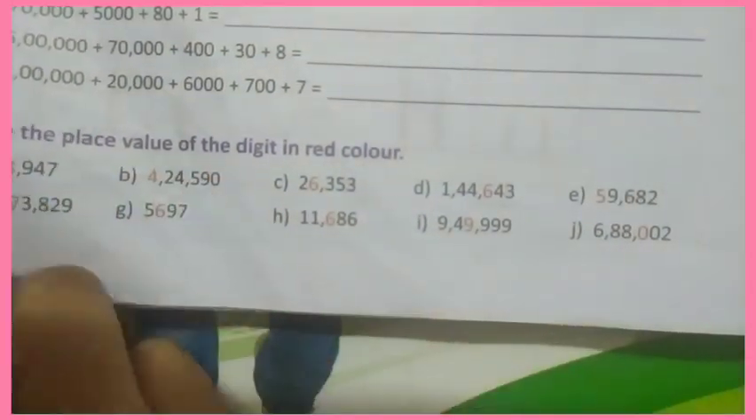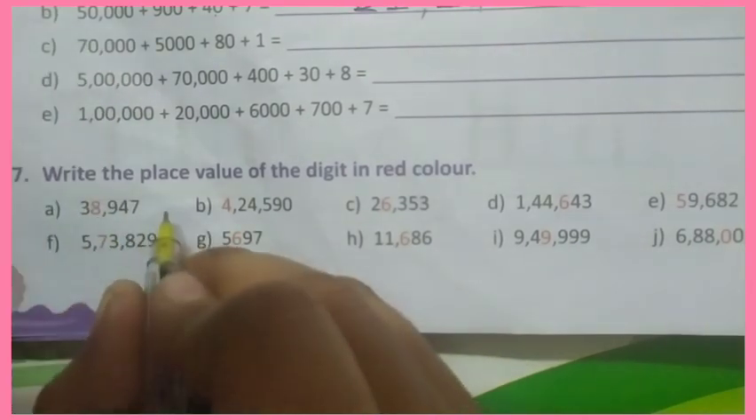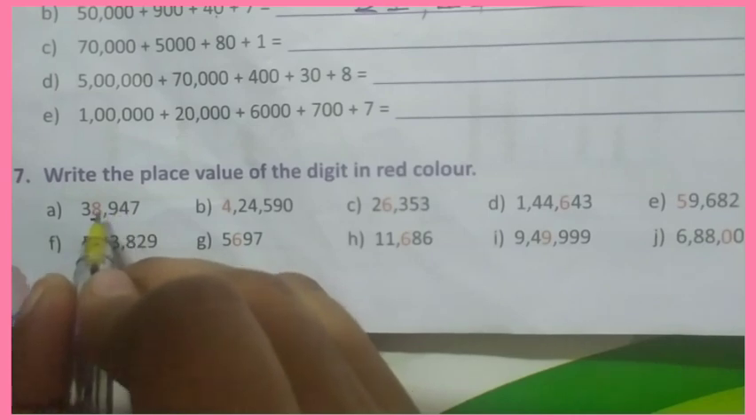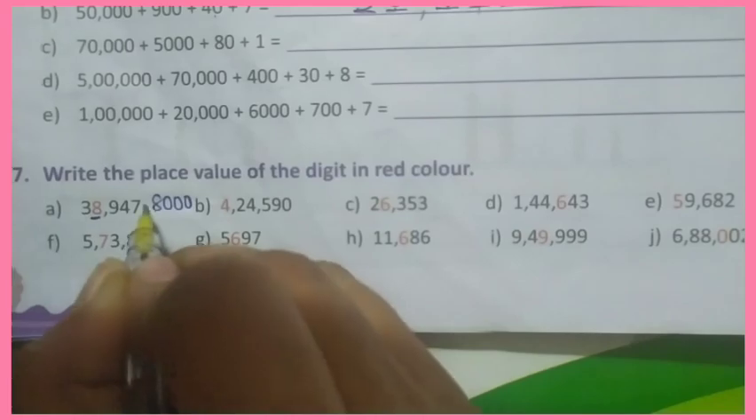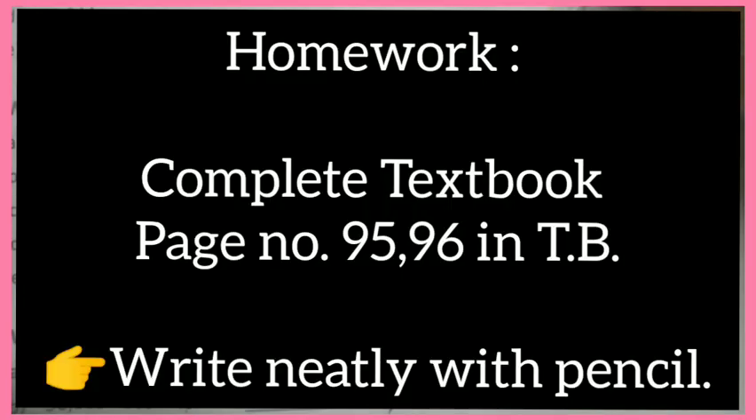Here write the place value of the digit in red color. You have to write the place value of this digit. 8 is in which place? Ones, tens, hundreds, thousands. So 8,000. Like that, complete this bit. Complete all these bits in your textbook and send me the picture.